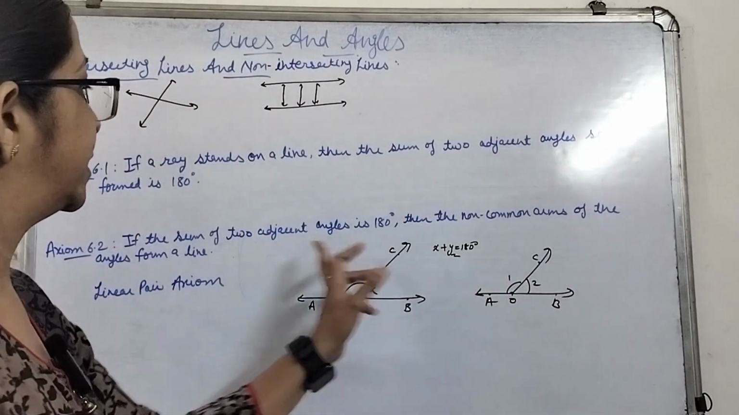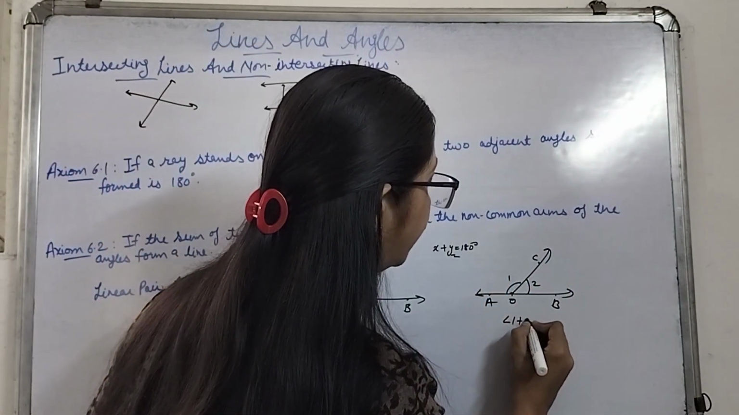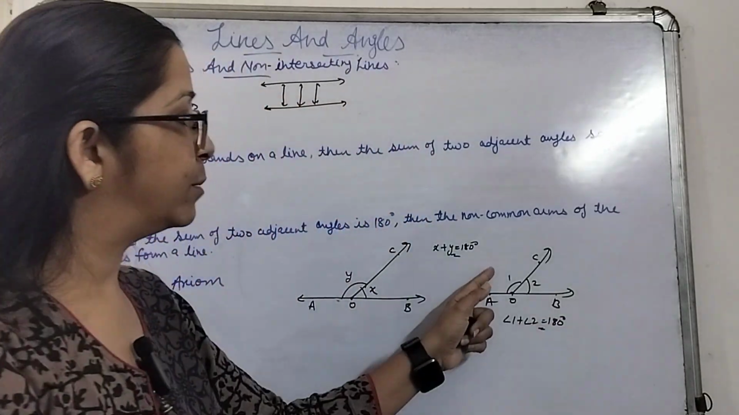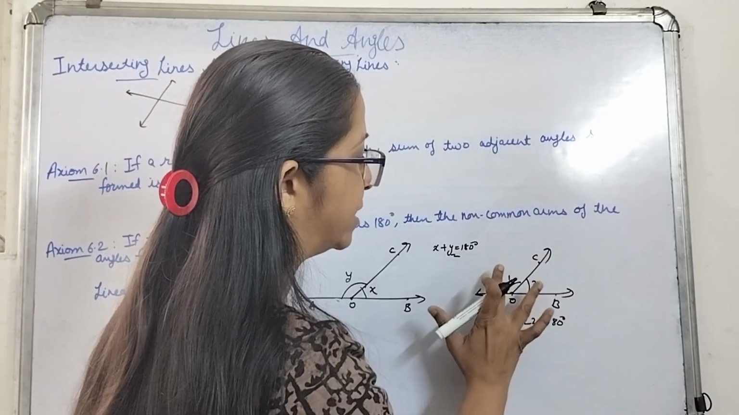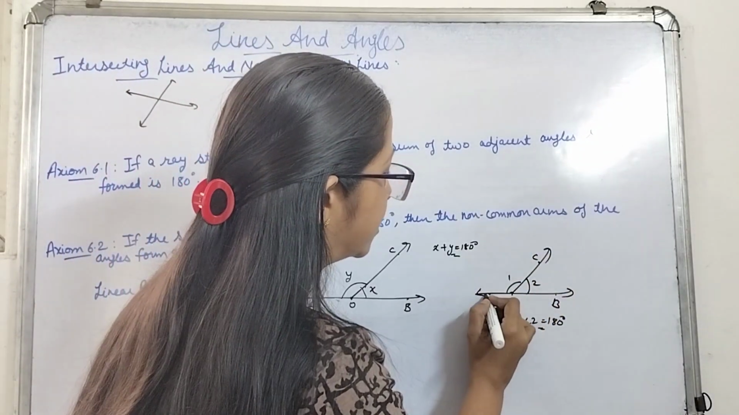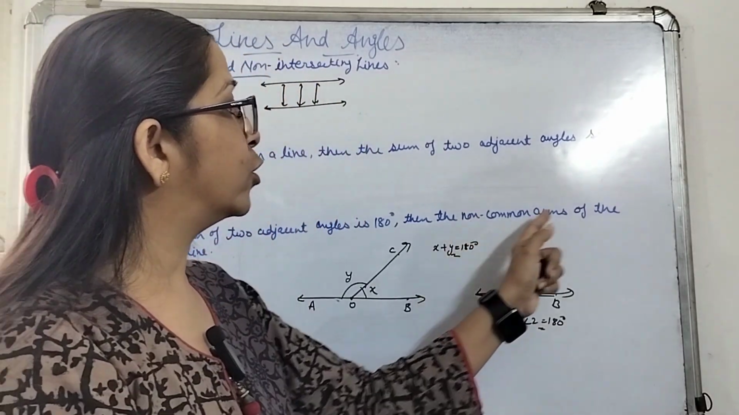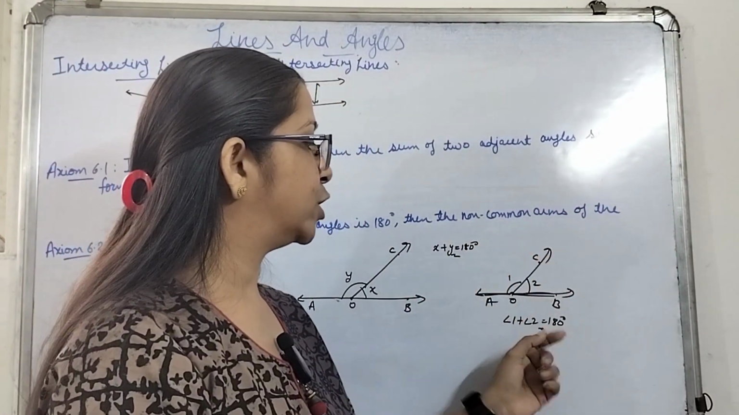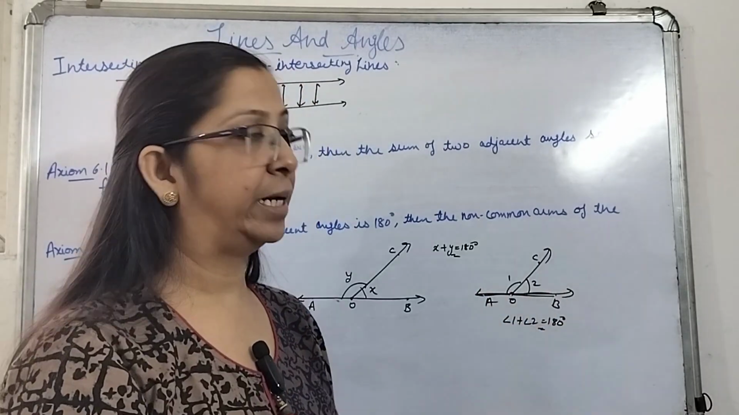If the sum of adjacent angles so formed is 180 degrees, that means if angle 1 plus angle 2 is 180 degrees, it is already given that the sum of the two angles is 180 degrees, then the non-common arms, these are your adjacent angles and OA and OB are the non-common arms. Non-common arms of the angles form a line. Then in this condition what will happen? Your non-common arms will be forming a straight line.